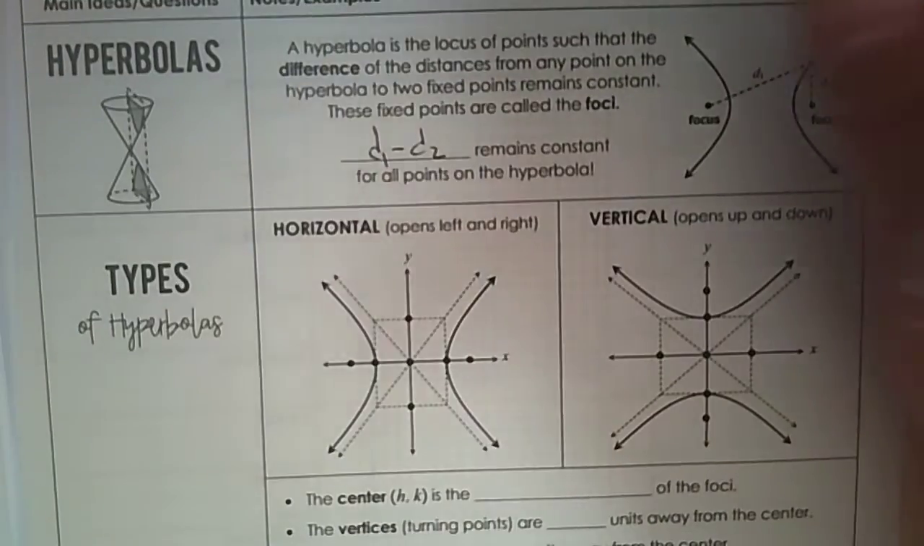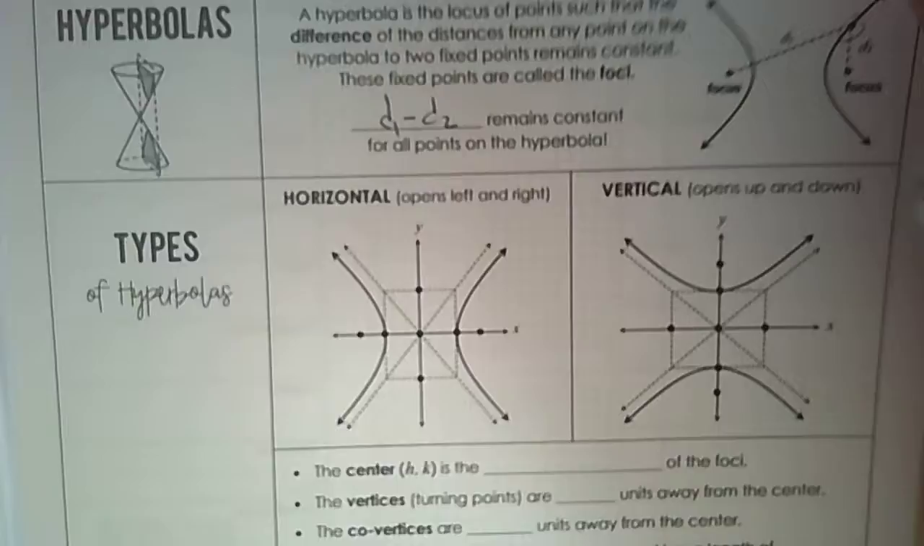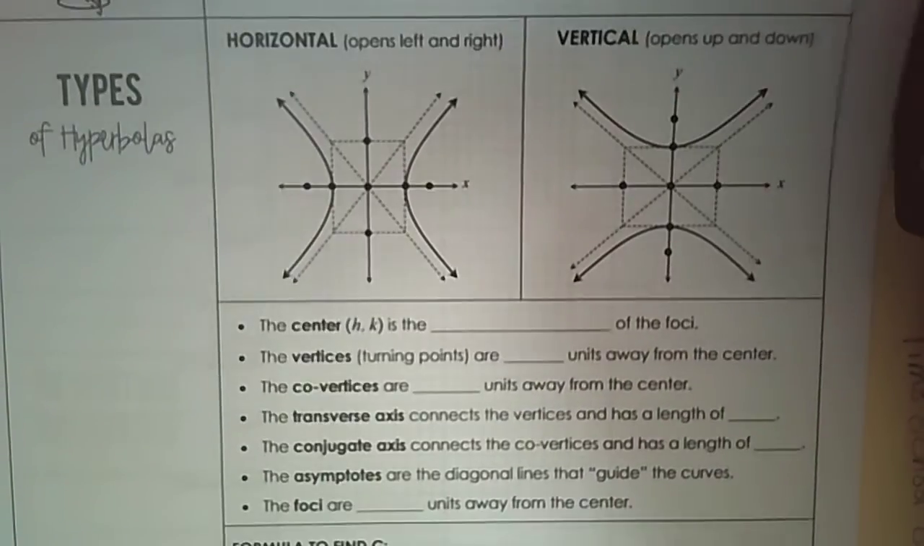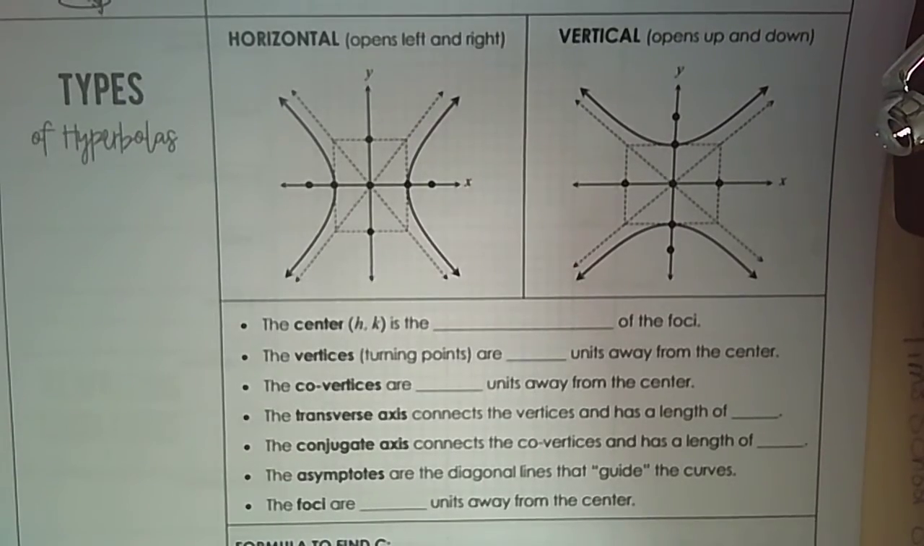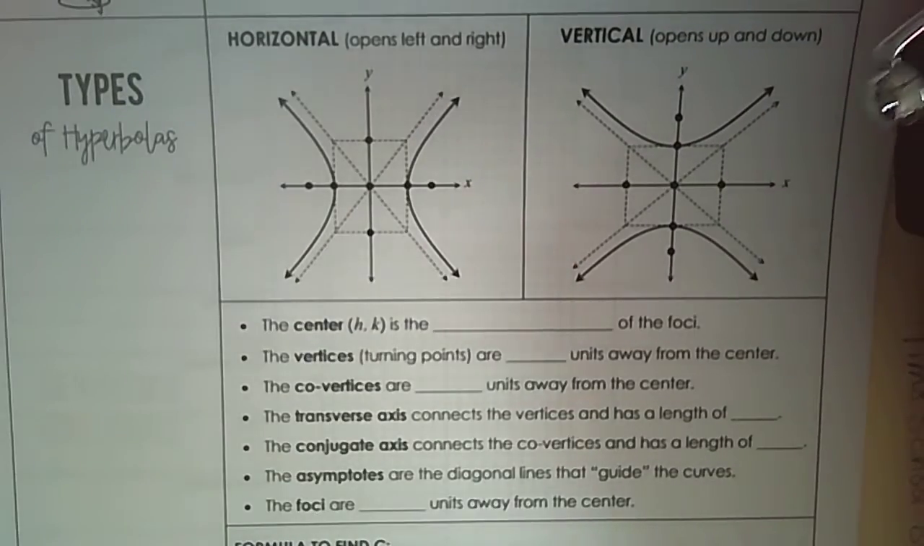There are two types of hyperbolas. One is called horizontal. That's two parabolas folding away from each other. And the other is called vertical. That's two parabolas, one folding up and the other folding down, away from each other.